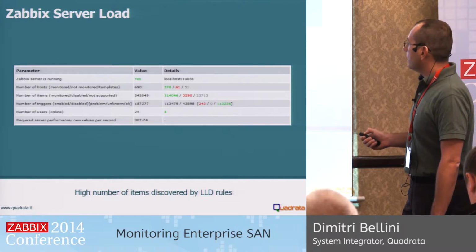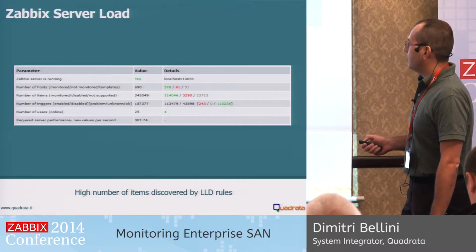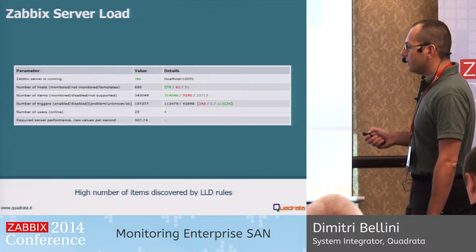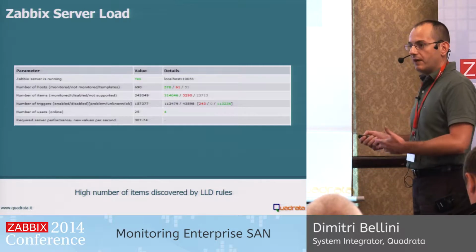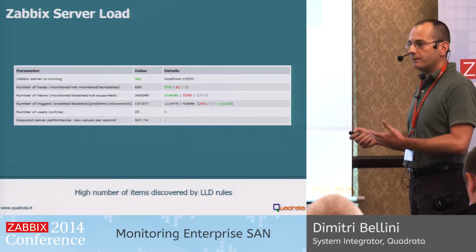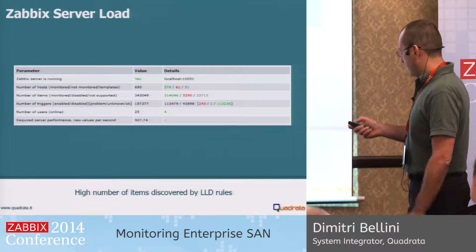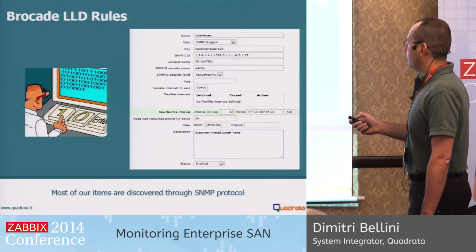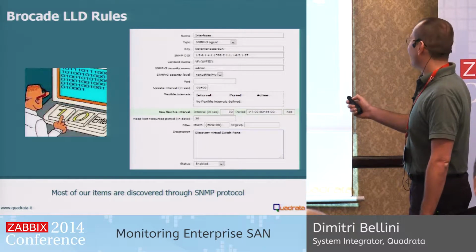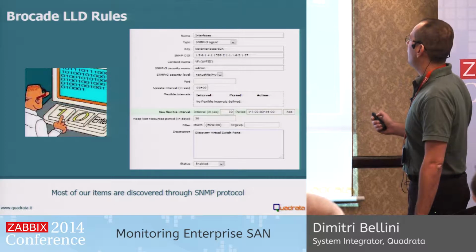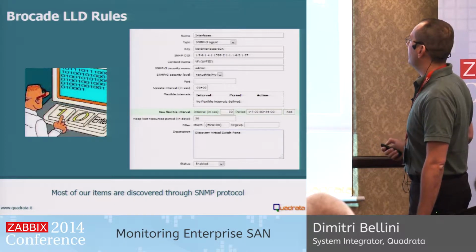What we can see is a lot of items and not so many hosts, because for the network of this device, we have a lot of items to monitor for a single port. And we have found a lot of problems. This is the discovery rule for our SNMP device.